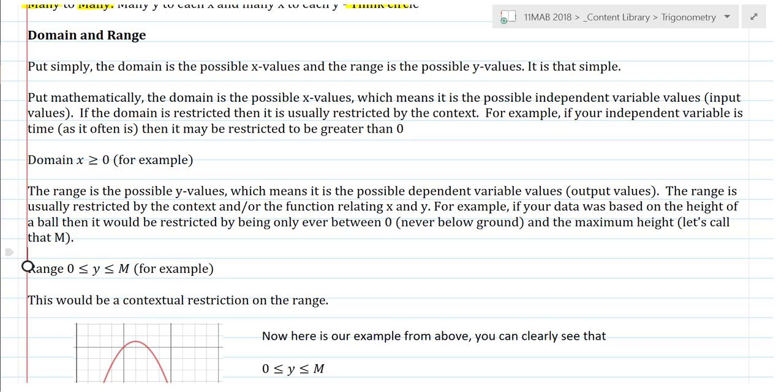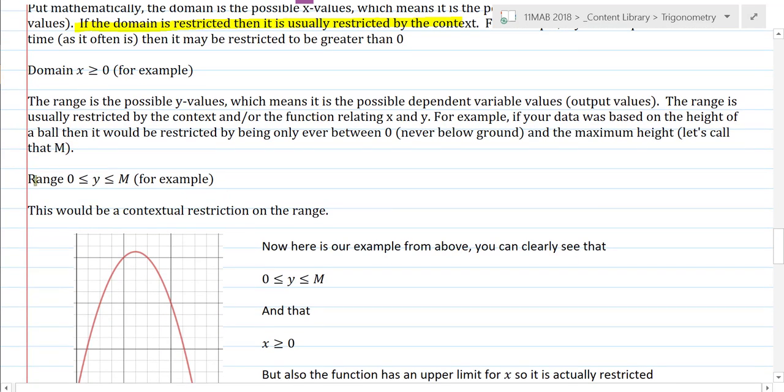And then just some examples here. The domain is typically restricted within the context, so keep an eye on that. And the range is typically restricted because of the function. So the context will restrict the domain and then the function will restrict the range. For example, if you were recording something over time, typically time will start at 0. So you might have a domain where time is greater than or equal to 0. Or you might have a particular time where you stop. Or the context might give you a certain domain.